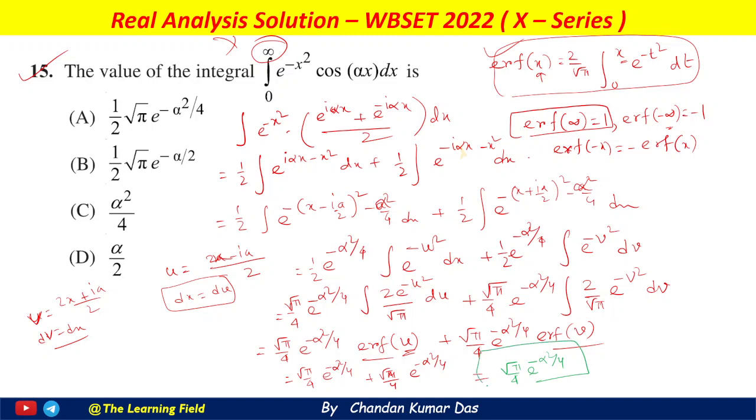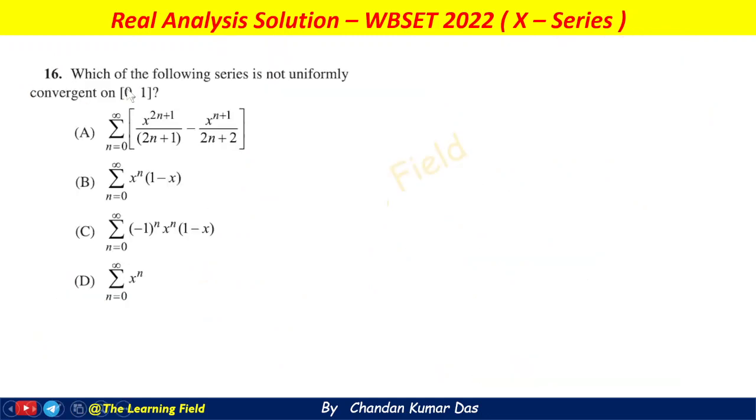This is the answer. Which option? Sorry, this is 4 plus 4, so this is root pi by 2 exponential minus alpha square by 4. Okay, so which option? I think option A is the correct answer. Okay, now go to the next question.